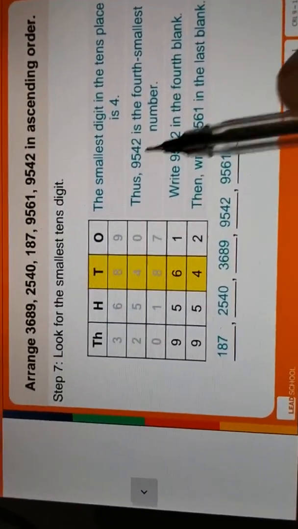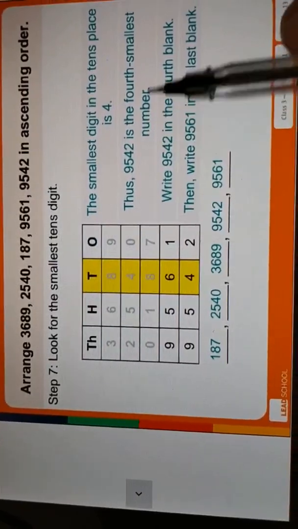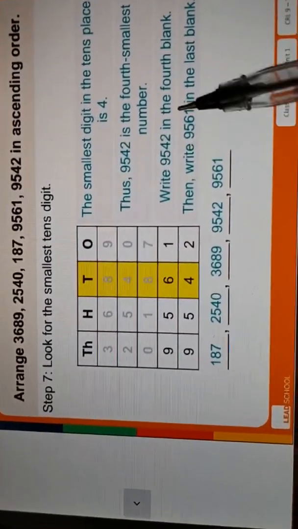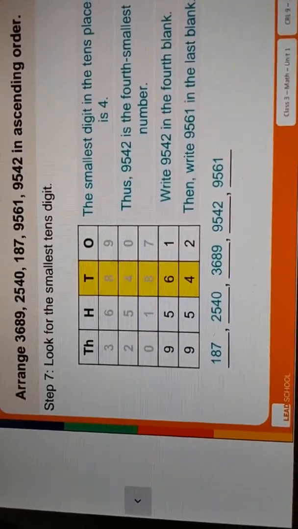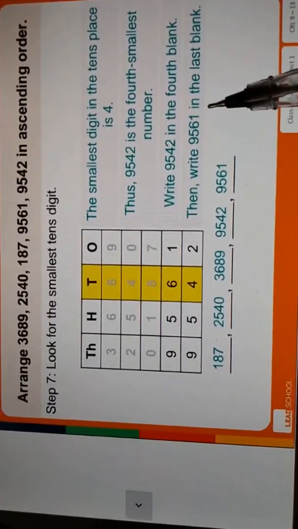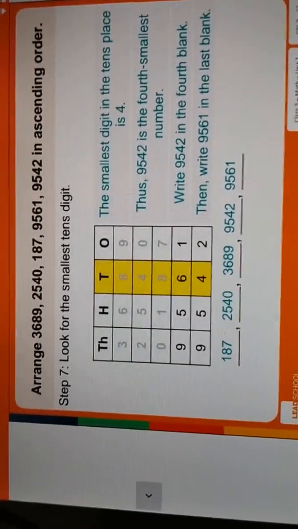So we have to write 9542 as the fourth smallest number. Write 9542 in the fourth blank. And then we have to write 9561 in the last blank.